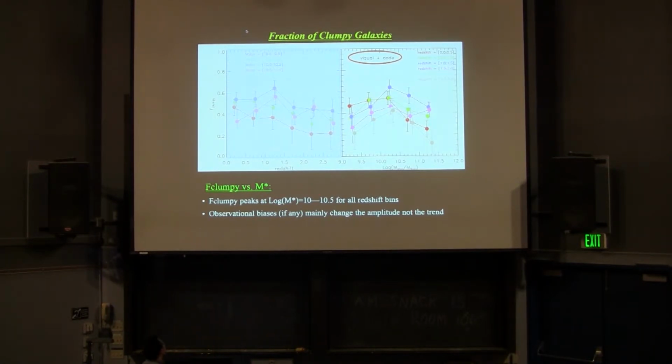Now let's look at F clumpy versus stellar mass, and as we said, it always peaks around 10 to 10.5. And if we have any observational effect, it will only change the amplitude of the trend, not the shape of the trend, because at a given redshift, the cosmological dimming or observational effect works similarly on both low mass and high mass galaxies. So what is the reason for the peak around this 10 to 10.5 mass bin?